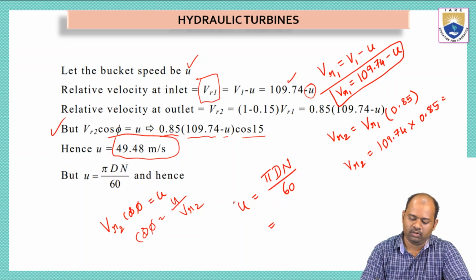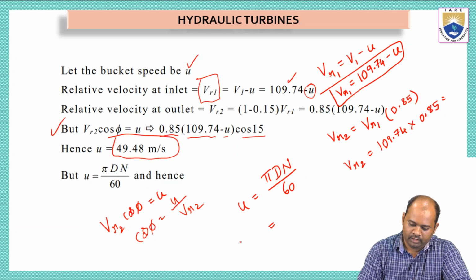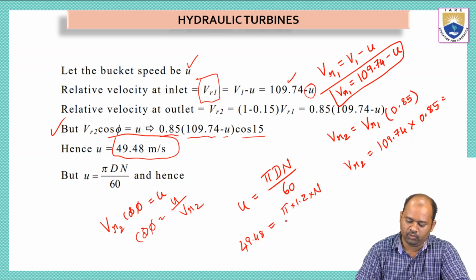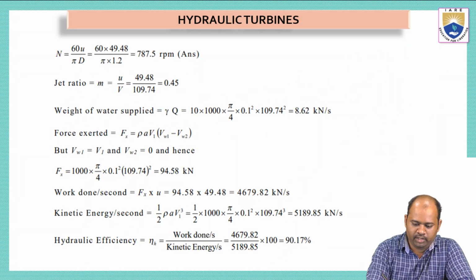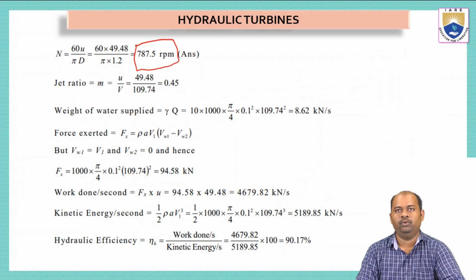Okay, now in this we don't know some values. Here U value is known. U value is nothing but 49.48, which is equal to pi times 1.2 meters multiplied by N. N value is not known. We have to calculate N value. So N value is given by this equation. So N value is around 787.5 rpm.